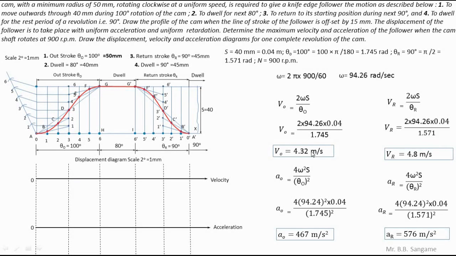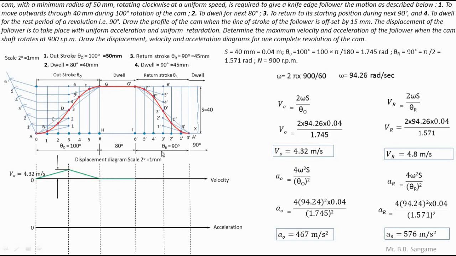Here the velocity we have calculated is 4.32 meter per second. So we need to take some scale. Here I have not taken a scale, but during the exams you are supposed to take a scale. If you take a scale of 1:1, or if you take a scale of 1:2, this will be 8.64. So you have to draw a velocity triangle; here I have a scale of 1:1, so the height of the triangle is 4.32 mm. Actually you can take any scale. For this dwell period the velocity will be 0 because the displacement of the follower is 0.